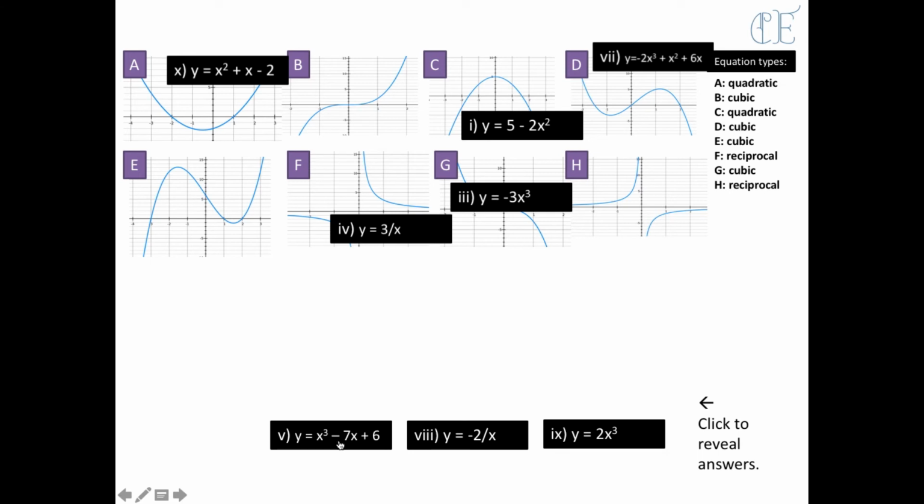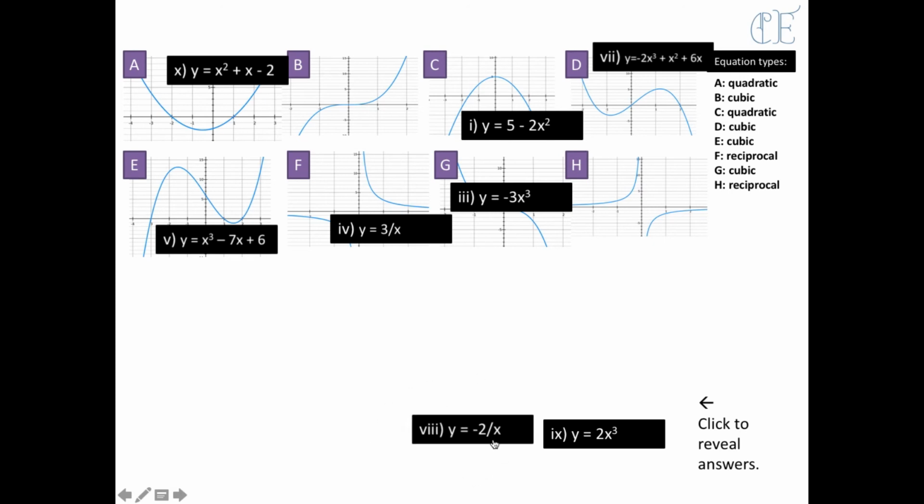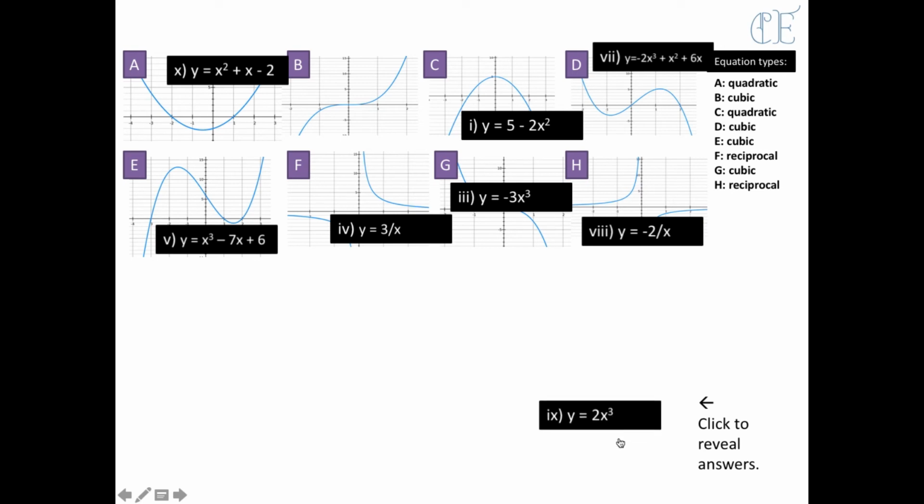Here we have an x cubed minus 7x plus 6, meaning that it would go with a more curvy graph, such as that one. Here we have another reciprocal because it has a fraction, which means it must go to that one, and it's also negative. And finally, we have our 2x cubed graph, which is a positive graph, and a simple cubic, which means it must go to B, sorry. So that one's actually linked to this one here.